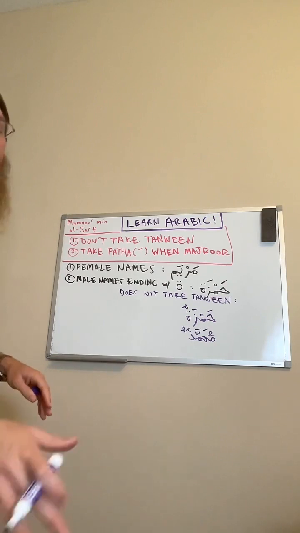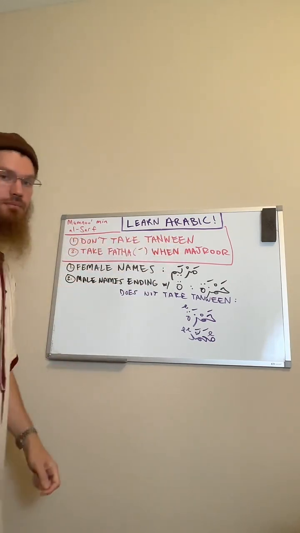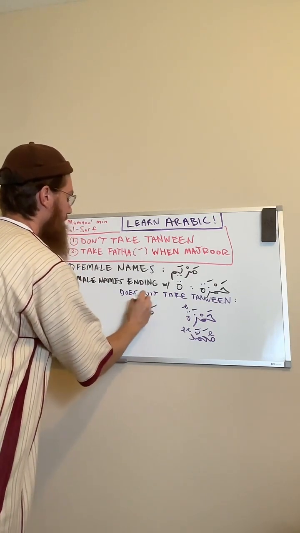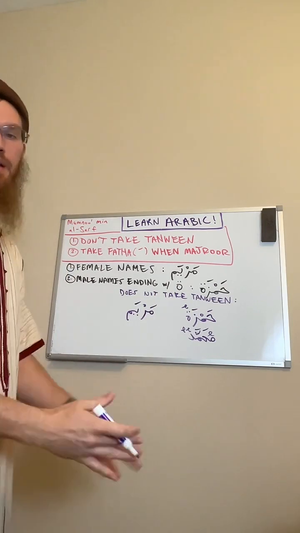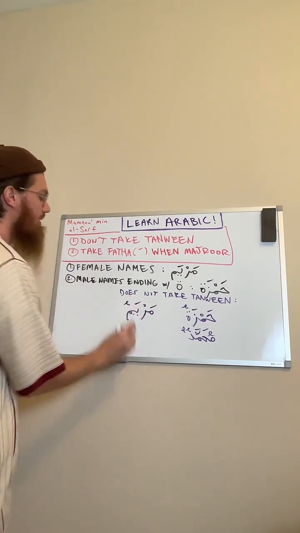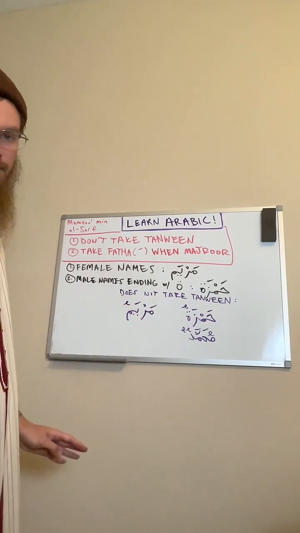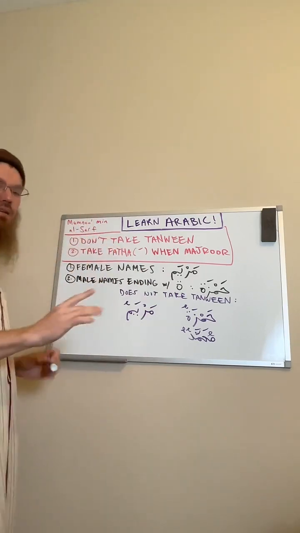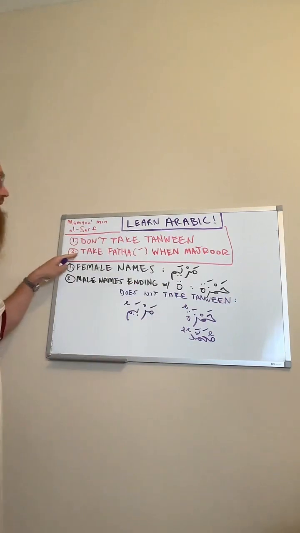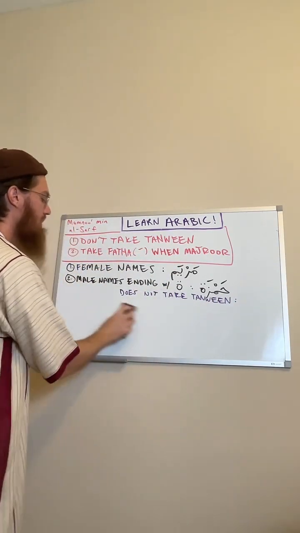Okay? And if an ism is mamnu' min as-sarf, it is not going to take tanween. We already learned that female names, Maryam, we already learned that they don't take tanween. So since female names don't take tanween, we already learned this. However, now you can understand that it's also mamnu' min as-sarf. So that is number one. Inshallah, that's very simple. That's easy to understand. However, this second point is going to be a little bit more challenging depending on your level.